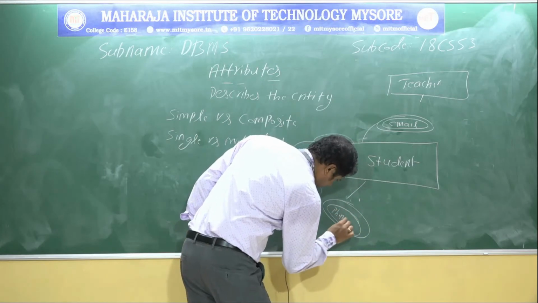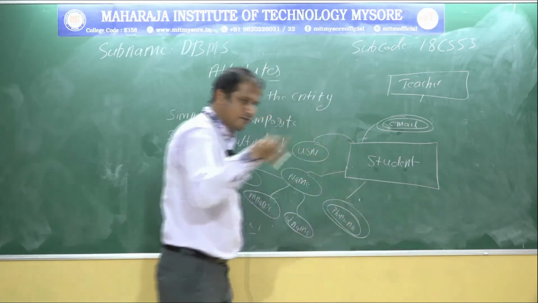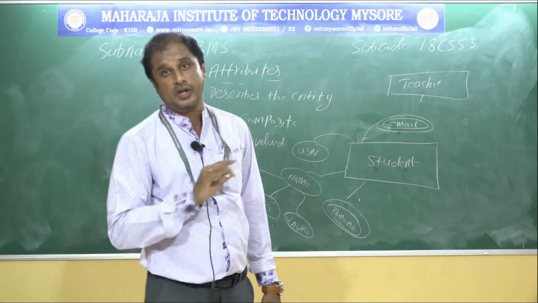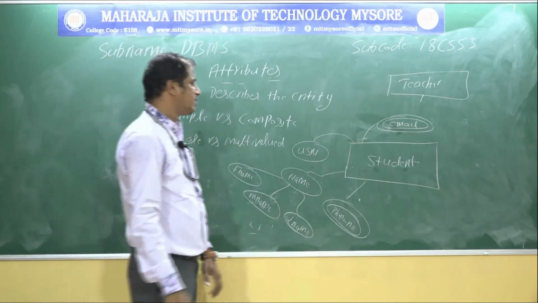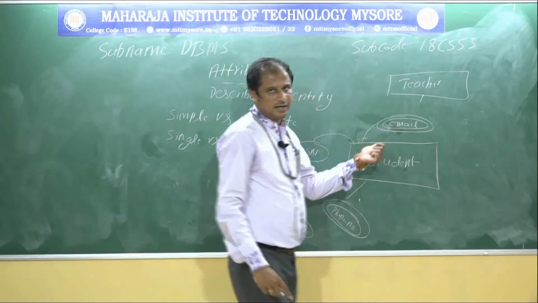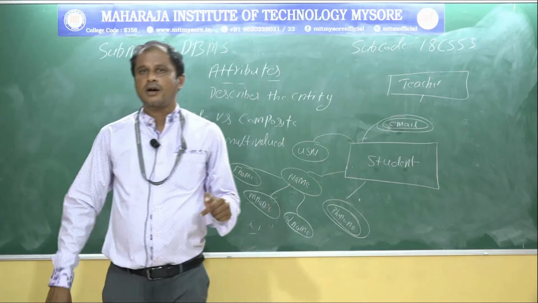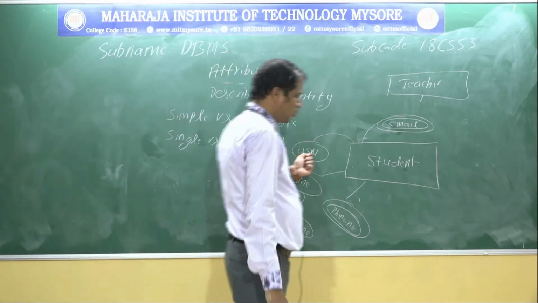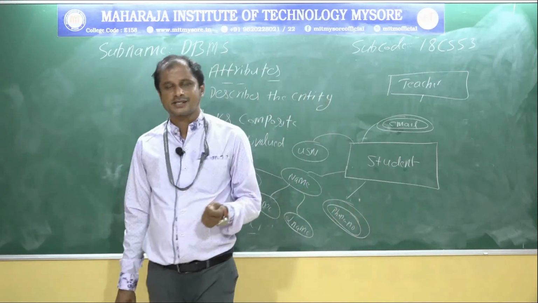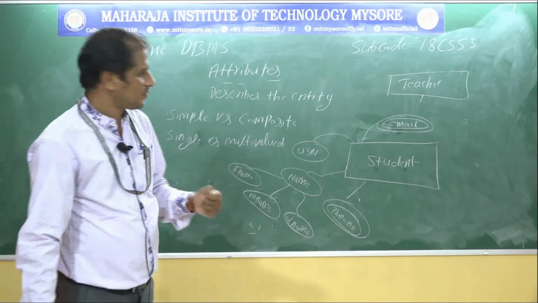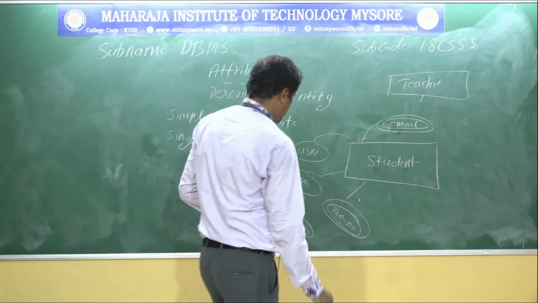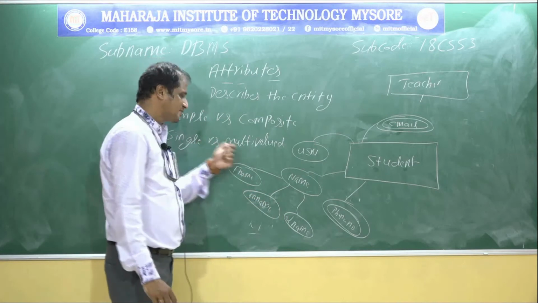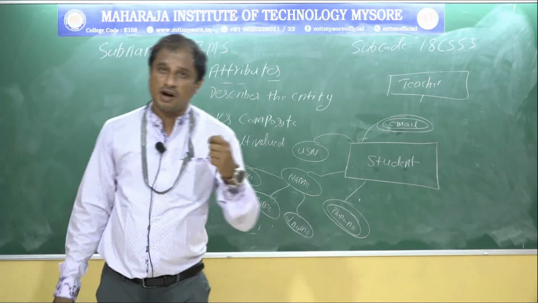When you draw an ellipse with a double circle, it is called a multi-valued attribute. A single-valued attribute takes only one value, that is USN takes only one value. So that is one type of attributes, single-valued versus multi-valued, and simple versus composite.